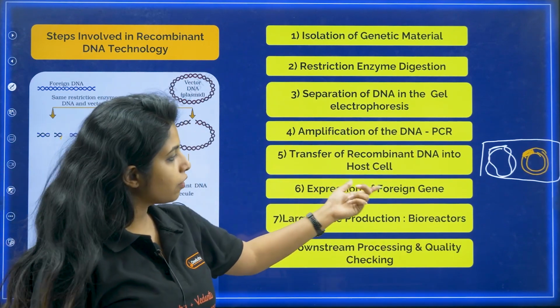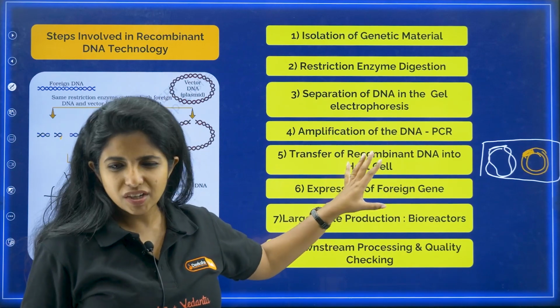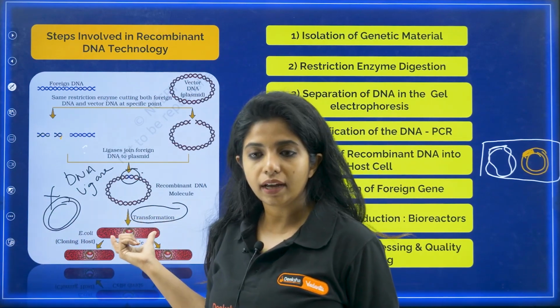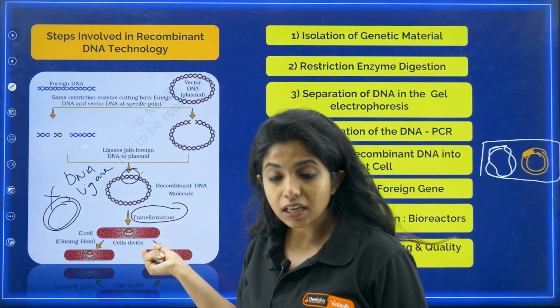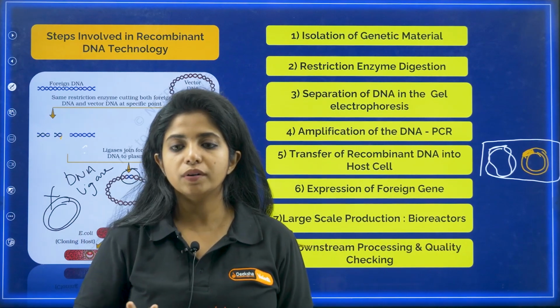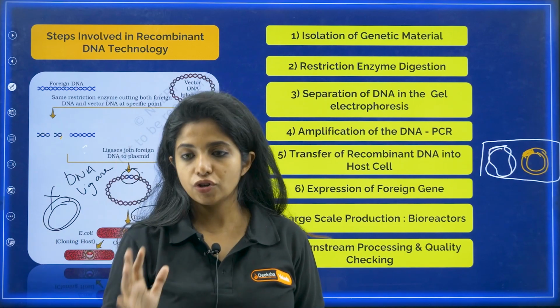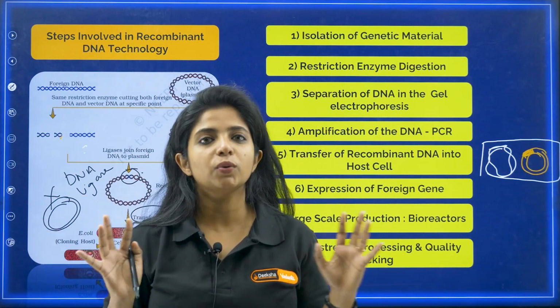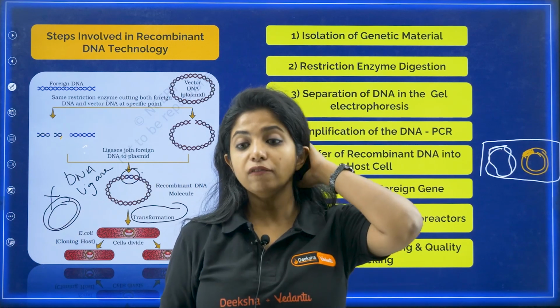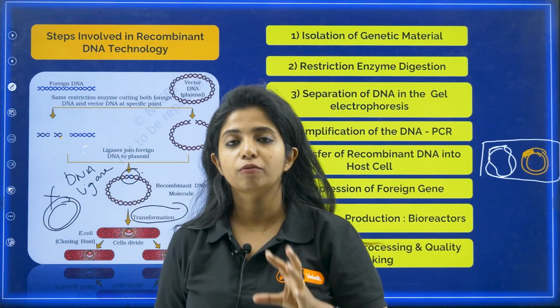Okay, so expression of foreign gene is something that I missed over here. It's basically making sure that this particular E. coli or whatever organism is there is producing the protein that I am looking for. And once I am sure about it, then I am going to do large scale production of this in something known as bioreactors. And after producing them in bioreactors, I have to do some processing which is known as downstream processing.